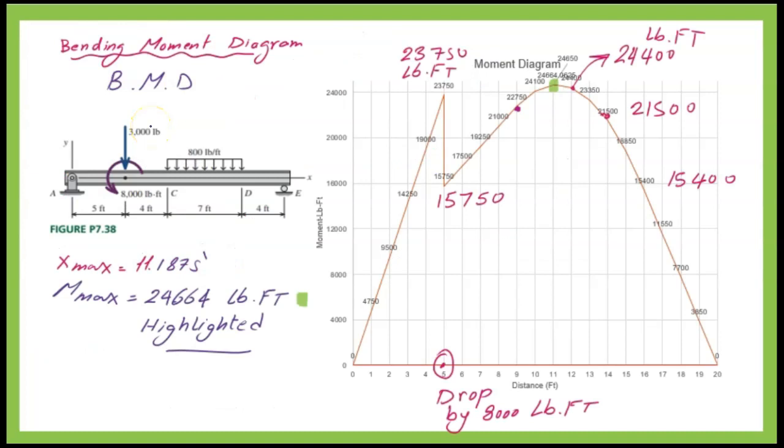This is the bending moment diagram drawn by using the Excel sheet based on the tables A, B, and C. We started the moment at 0, then we move until x equal to 5. At x equal to 5, we have 23,750 pounds. Then comes the drop at x equal to 5 due to the anticlockwise concentrated moment, the drop of 8,000 pound-foot. So we have a value of 15,750 pound-foot.